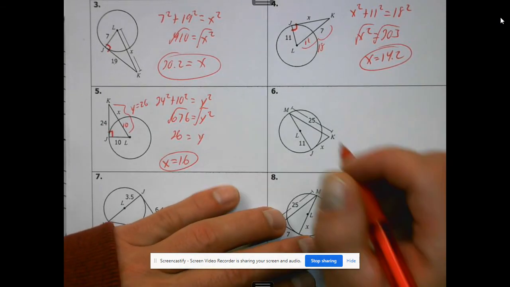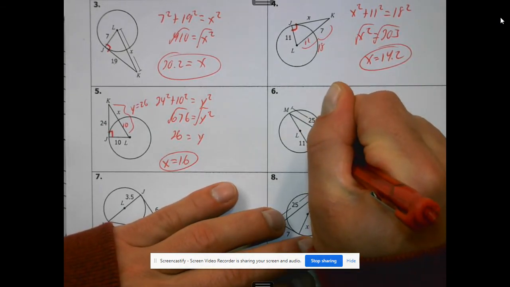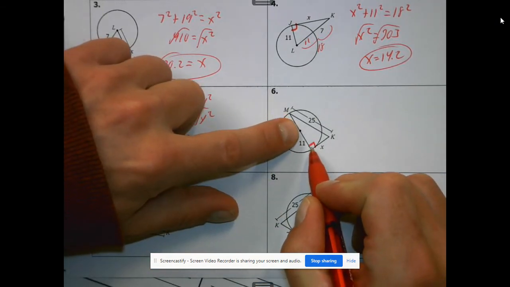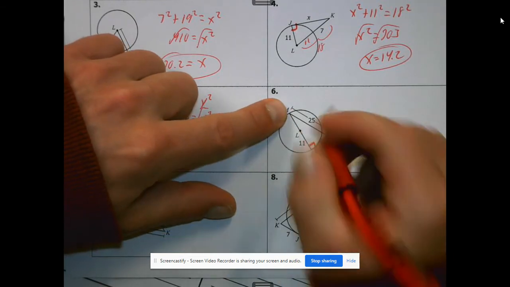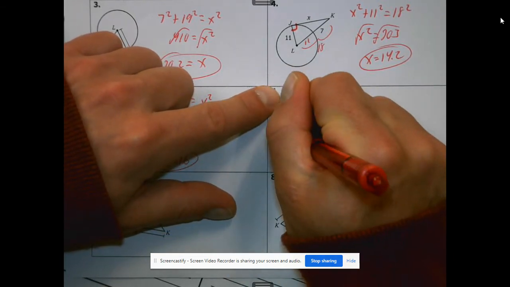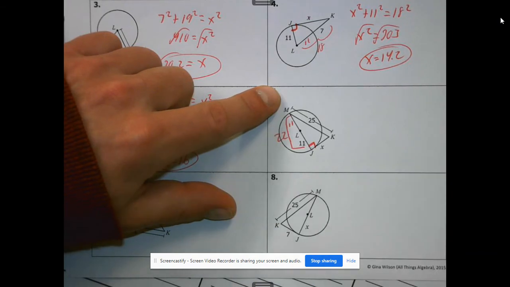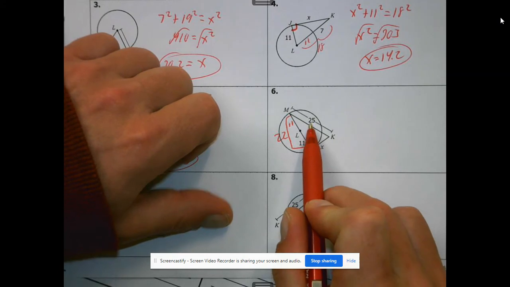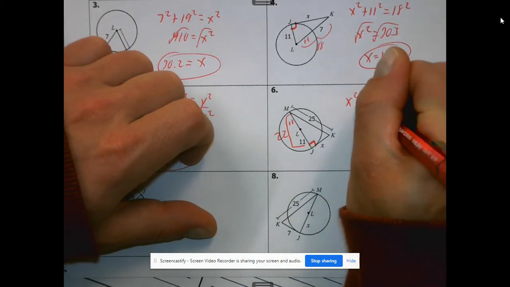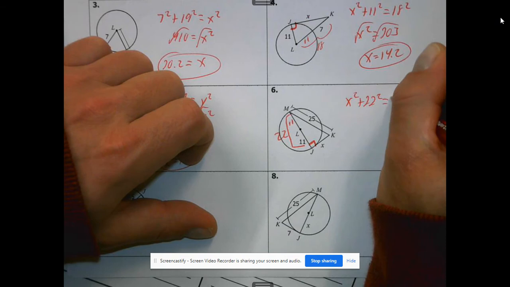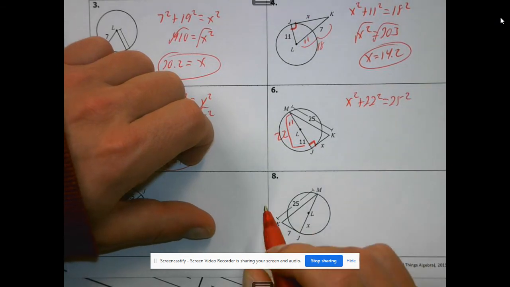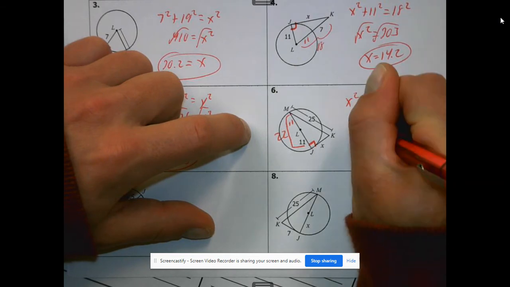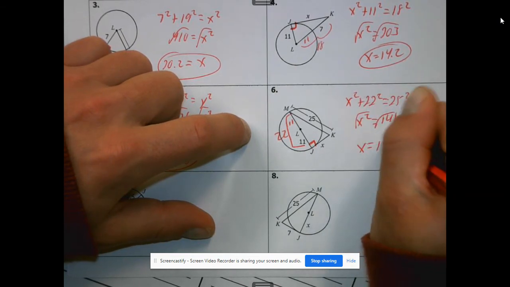Number 6, a little more straightforward. Put in your 90. Now check this out. If this radius is 11, this radius also has to be 11, right? So this entire side over here would be 22. A squared plus b squared equals c squared. X squared plus 22 squared equals 25 squared. Subtract the 22 squared over. That gives you 141. Square root that, 11.9.